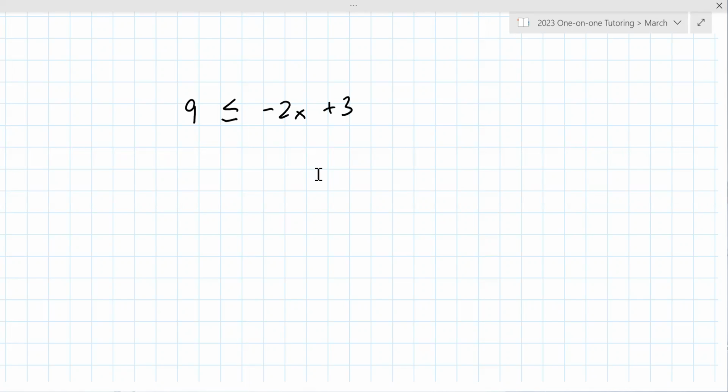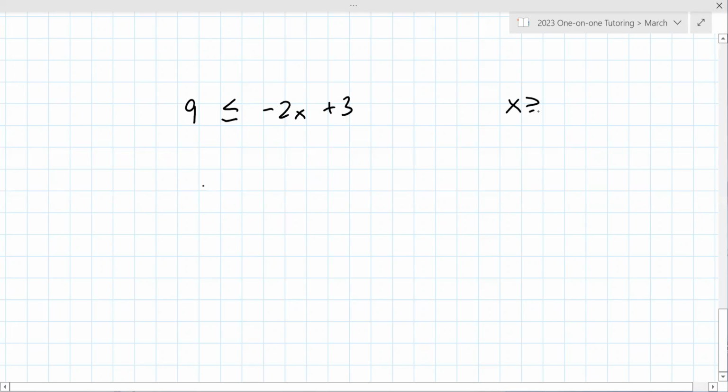X is greater than or equal to -3. Is that your answer? Yes. I don't know whether it's right or wrong. Now, what did you do first to solve this? I subtracted 3. Okay, I like that. So we have 6 less than or equal to -2x, divide by -2. So we have -3 greater than or equal to x.